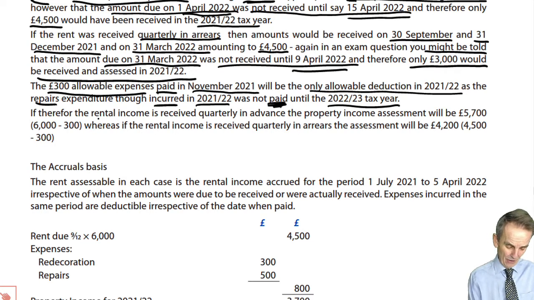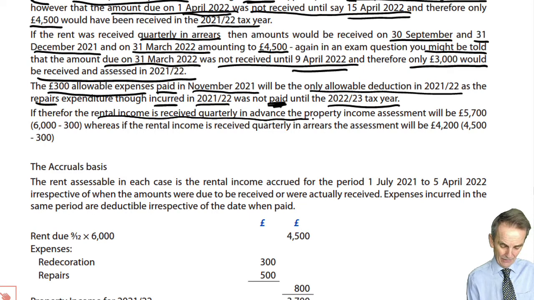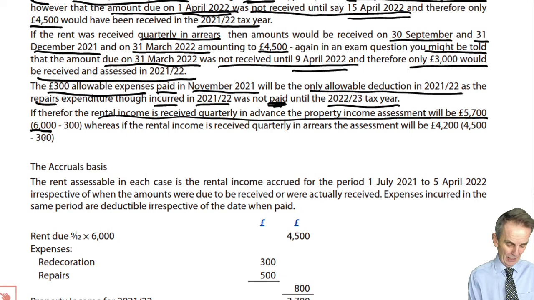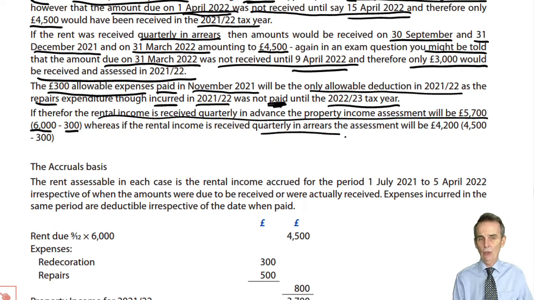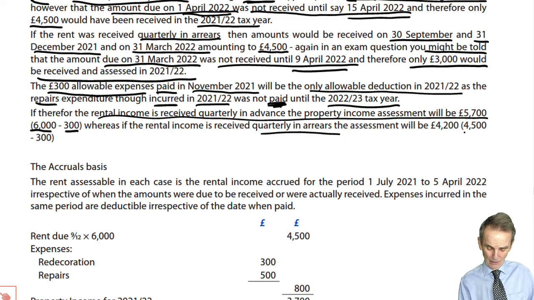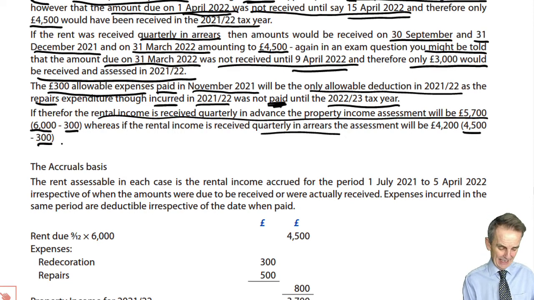If therefore the rental income is received quarterly in advance, the property income assessment will be £5,700, that being your full £6,000 for the four quarters that would have been due, and it was received on those due dates, minus the amount of expense paid, that was £300. If the rental was received quarterly in arrears and was received on the due dates again, then that would have been £4,500 of income, less again the £300 expense paid, and that would have given you £4,200.